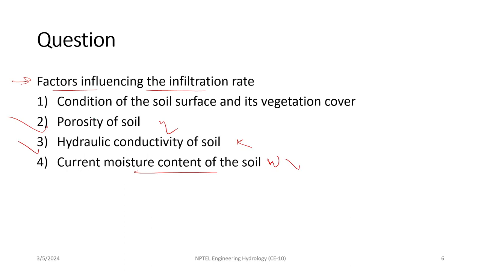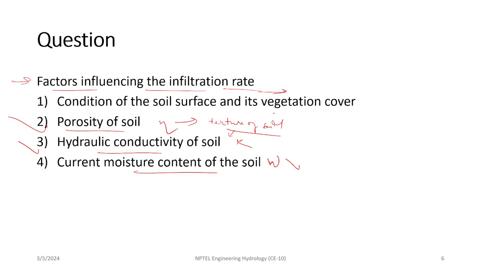So you are right, but at the same time, I also want you to pay attention to this: if you are talking about porosity, porosity will definitely get influenced when texture is changing. If we are changing the texture of the soil, definitely porosity will be changing. Now coming to hydraulic conductivity, here also the texture will play a significant role. Now, can you relate infiltration rate with vegetation cover as well?